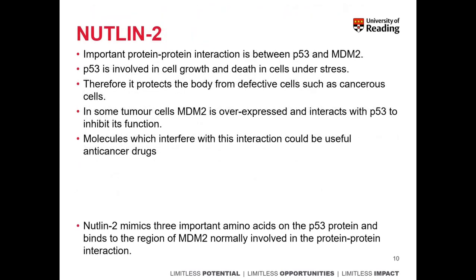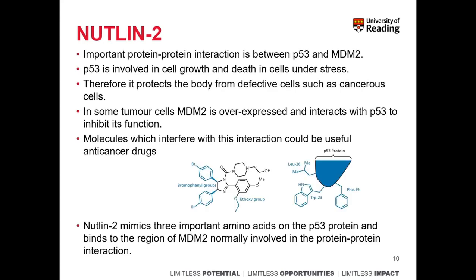Now, one example of an important protein-protein interaction is between the two proteins p53 and MDM2. Now, p53 is involved in cell growth and death in cells which are under stress. And therefore p53 acts to help protect the body from defective cells such as those that have become cancerous or faulty in other ways. Now, in some tumour cells, the protein MDM2 is overexpressed and it acts with p53 to inhibit its protective function. Now, molecules which interfere with this action could be useful as potential anti-cancer drug candidates.